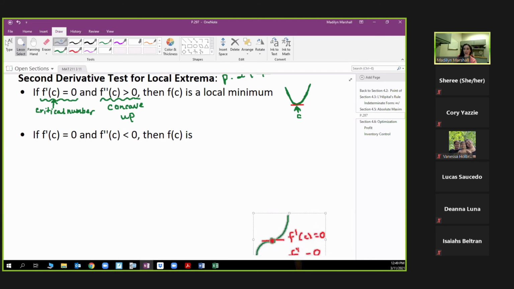So if we look at this other statement, again we have a critical number. So f prime of c is 0, so this is critical again. And this time f double prime is less than 0. So we know that at this point c, there is a horizontal tangent and it's concave down at that point. Then we definitely have a local maximum.